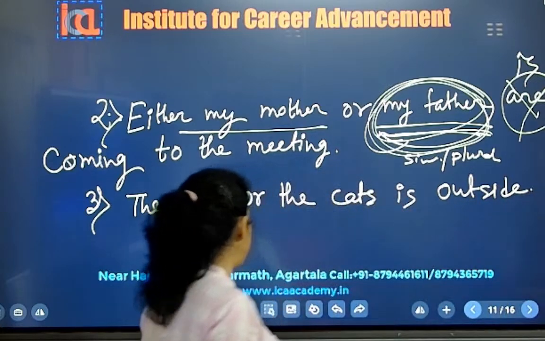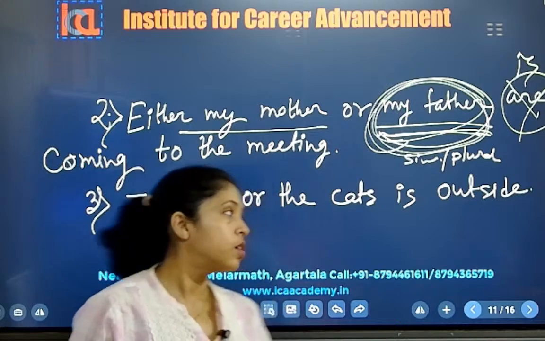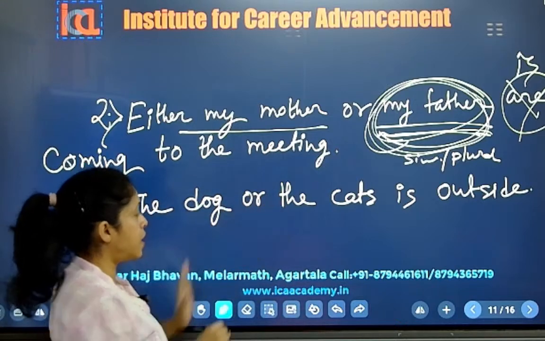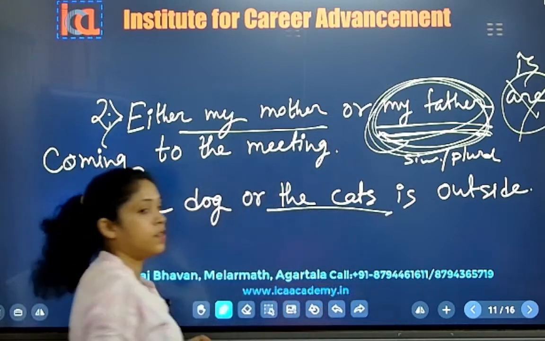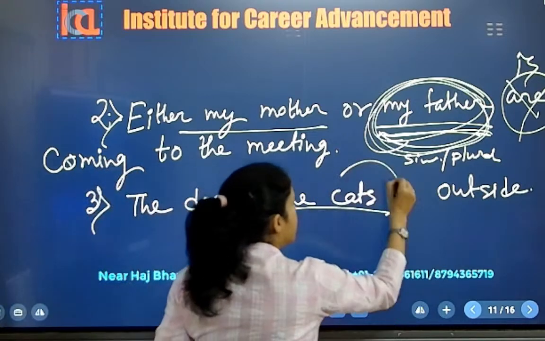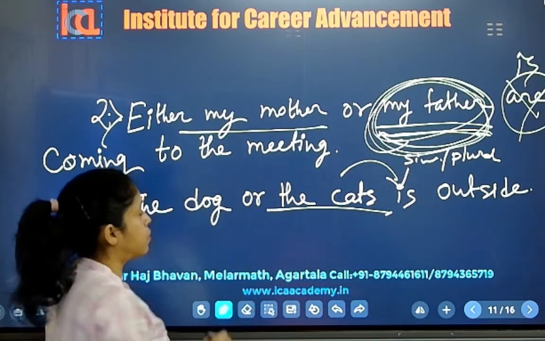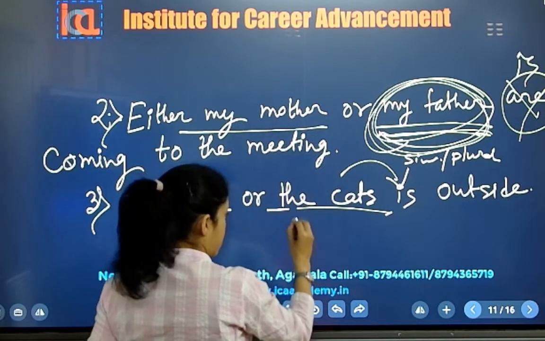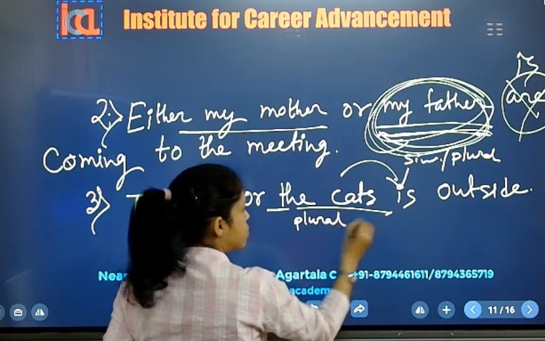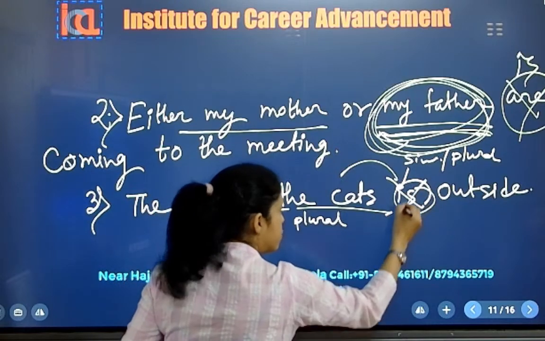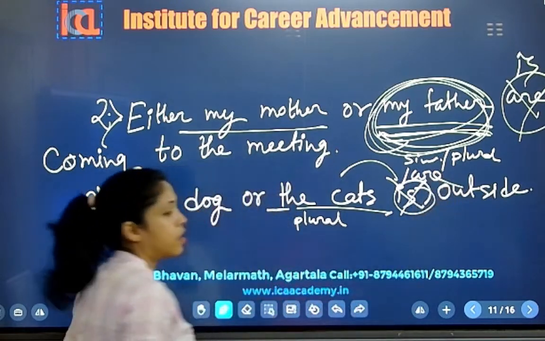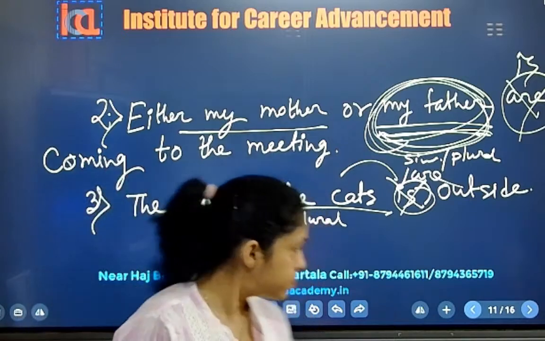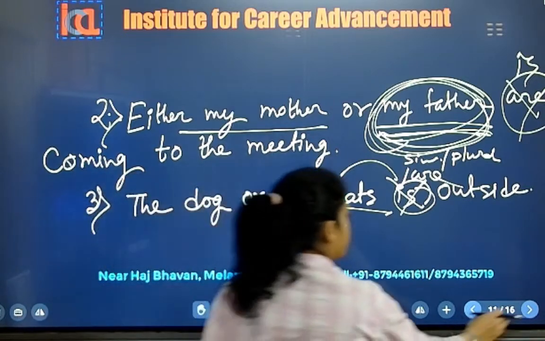Here also the same thing. I said that or also takes the second subject of the sentence for using the verb. And the second subject of the sentence, cats, is plural. So here what have they used? Singular verb. So it will be wrong. It will be are. Next is question number 4.